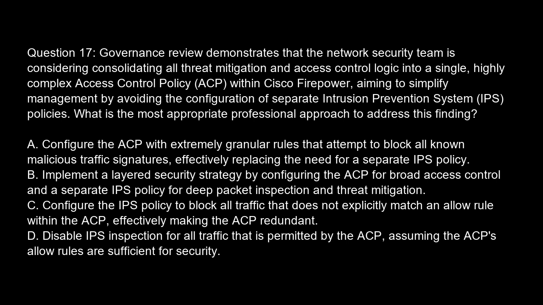Option A. Configure the ACP with extremely granular rules that attempt to block all known malicious traffic signatures, effectively replacing the need for a separate IPS policy. Option B. Implement a layered security strategy by configuring the ACP for broad access control and a separate IPS policy for deep packet inspection and threat mitigation. Option C. Configure the IPS policy to block all traffic that does not explicitly match an allow rule within the ACP, effectively making the ACP redundant. Option D. Disable IPS inspection for all traffic that is permitted by the ACP, assuming the ACP's allow rules are sufficient for security.